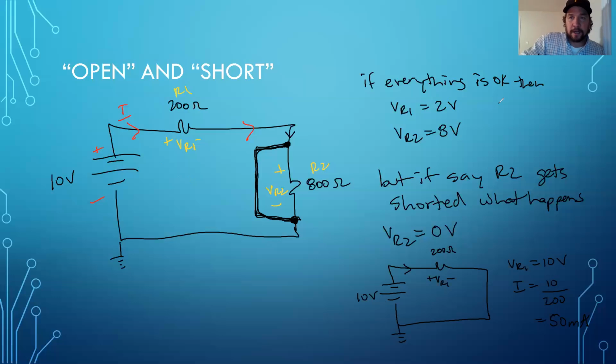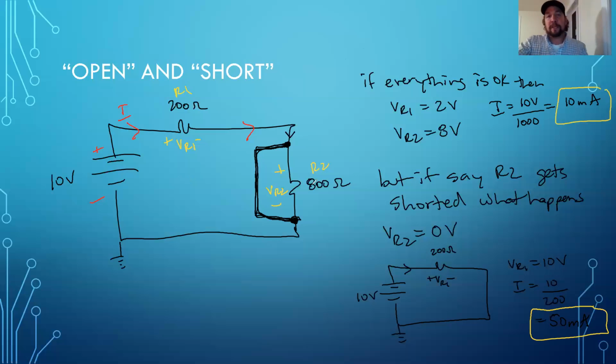Just for completeness' sake, the I up here, so we can have the comparison, we have the 10 volts over the total, which is 1000, and that's equal to 10 milliamps. All right, so you could see right away our current has jumped up by a factor of 5 because the 800 ohm resistor was shorted out.